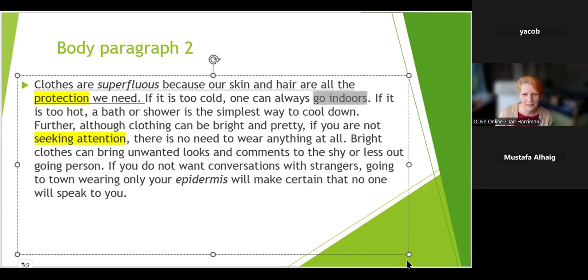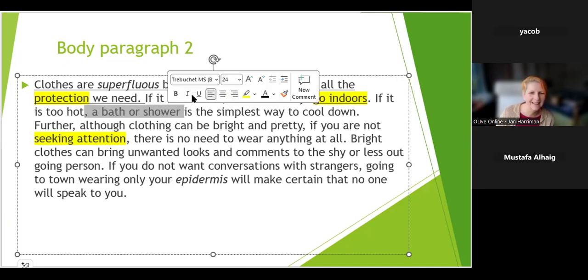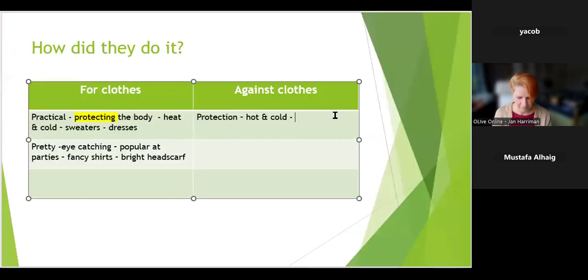So we've got go indoors, right? Yeah. Go indoors. Or having a bath or shower. Yes, exactly. And a bath or a shower. Exactly. There we go. So we go down here. So this is go indoors. That's our examples. And bath or shower. Okay. So we're recreating the notes that this person made in order to write these paragraphs.